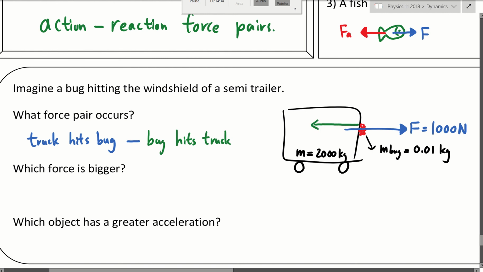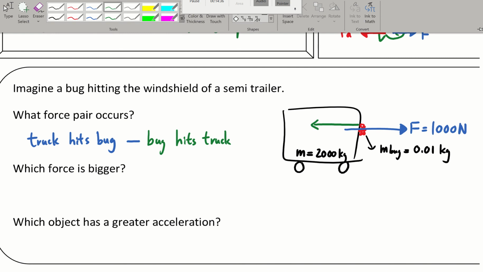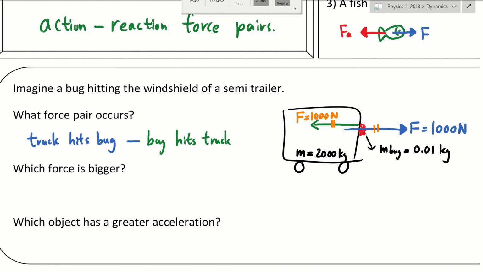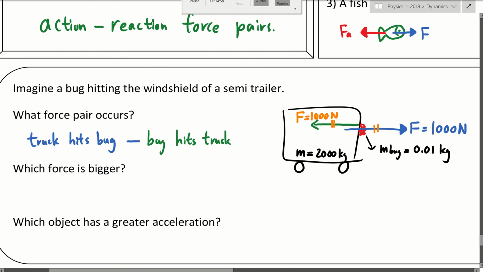Now, but according to Newton, these two forces are equal but opposite. So that means the bug also hit your car with a force of 1,000 Newton. Okay? So the force is equal. They are in opposite direction, but they are equal. So which force is bigger? Well, they're the same. Okay? So action and reaction force pairs are always the same.